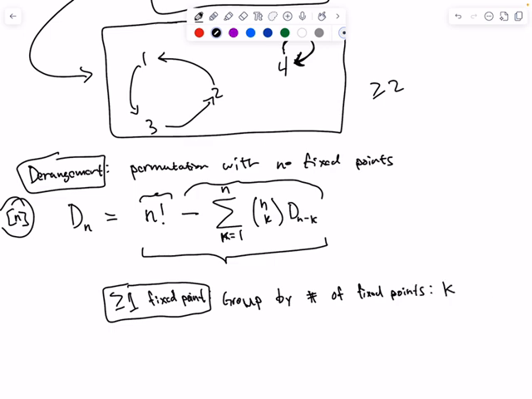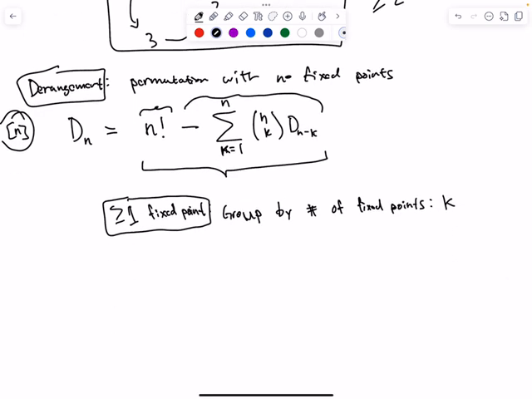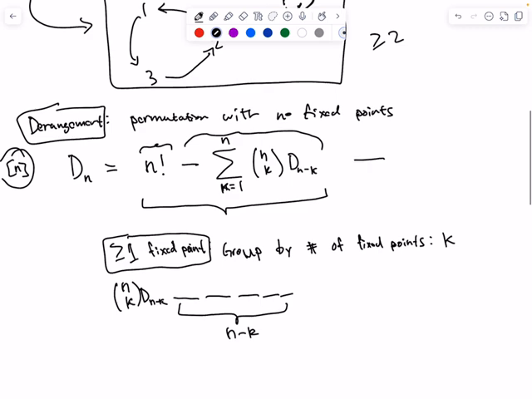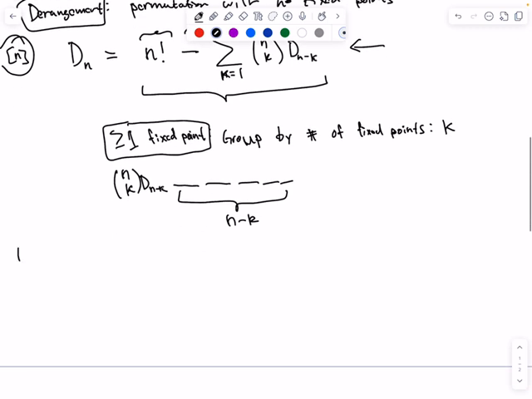Let's call this k. If there are k fixed points, the first thing we have to do is choose which k of the n members are fixed. And then we have the remaining n minus k members, which form a derangement, because none of them are fixed. And those can be permuted in d_{n-k} ways. Okay, so I hope this formula is clear. Let's take a look at another recursive formula, which is d_n equals n minus 1 times the sum d_{n-1} plus d_{n-2}.